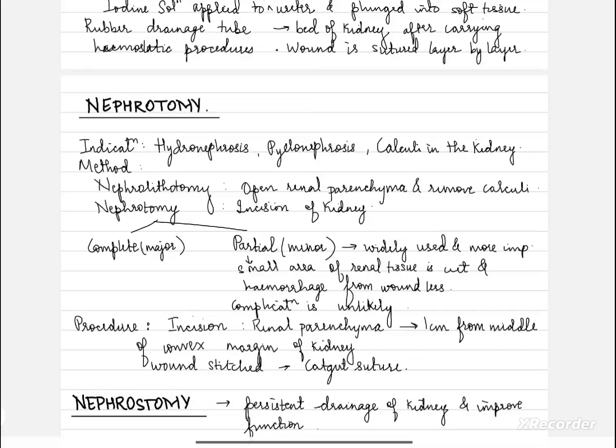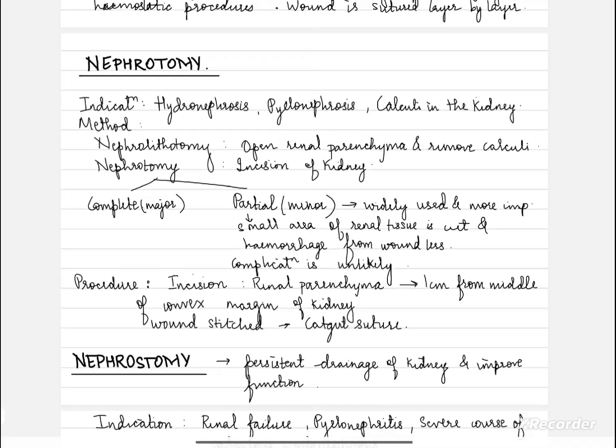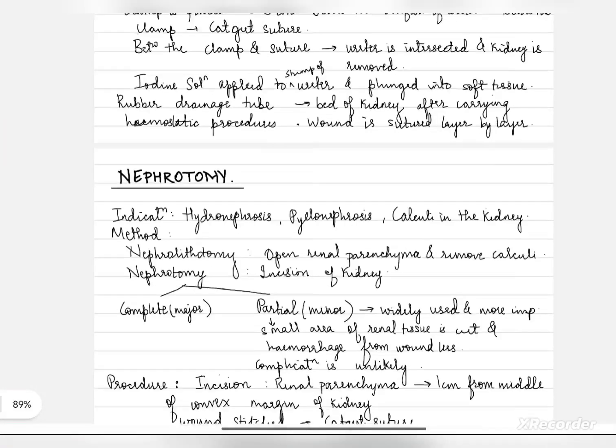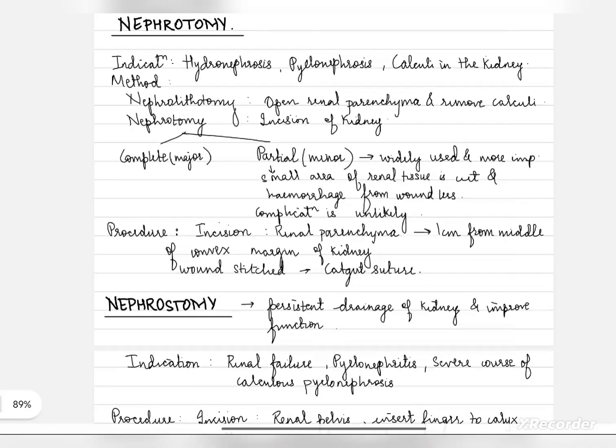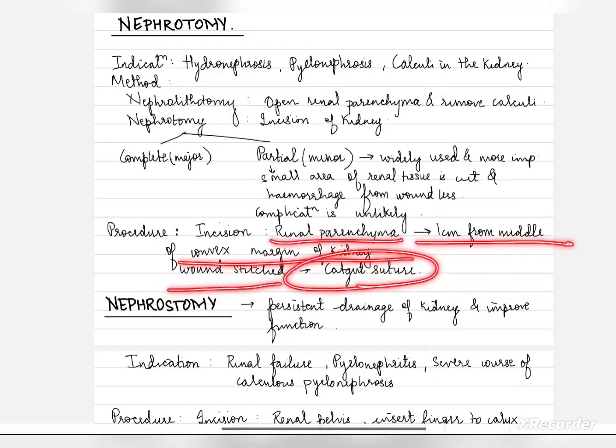Next is nephrotomy. It is used for hydronephrosis, pyelonephrosis, calculi in the kidney. Methods are nephrolithotomy and nephrotomy. Nephrolithotomy is opening the renal parenchyma and removal of calculi, and nephrotomy incision is made. Now there are two methods, complete and partial. Partial is widely used and more important. A small area of renal tissue is cut and hemorrhage from the wound is less. Complication is unlikely. Incision in the renal parenchyma is 1 cm from the midline of the convex margin of the kidney. Wound is stitched by catgut suture.